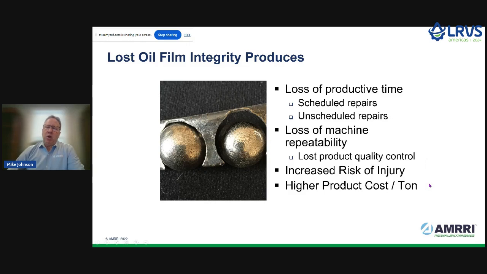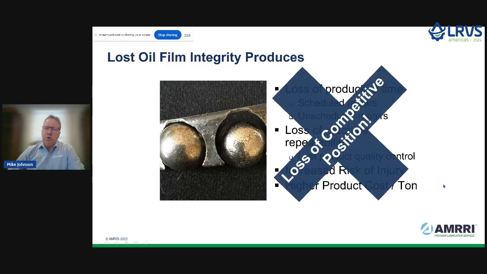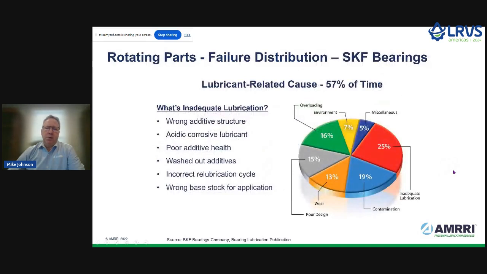We have a higher cost of production per unit, whatever it might be, all of which contributes to lost competitive position for our company, for our enterprise. The people that supply our machine parts recognize and actually support doing things that are above and beyond the perceived call of duty to protect our bearings and our other lubricated machine parts.